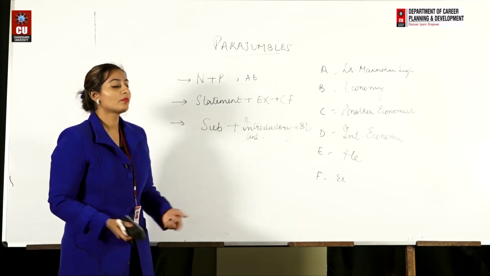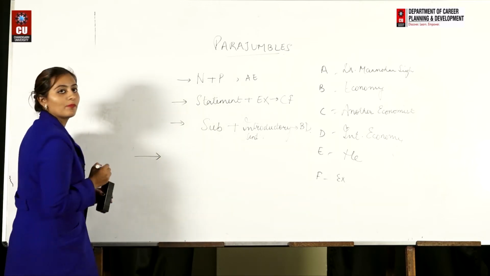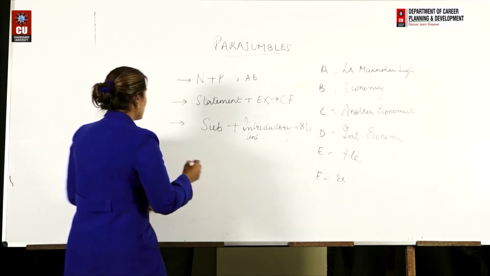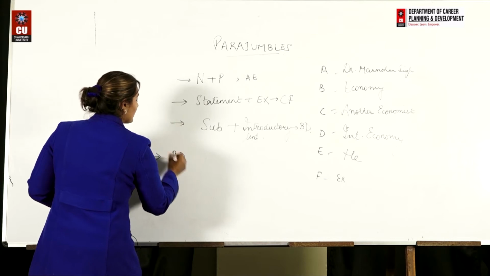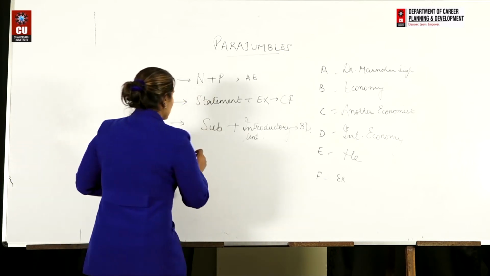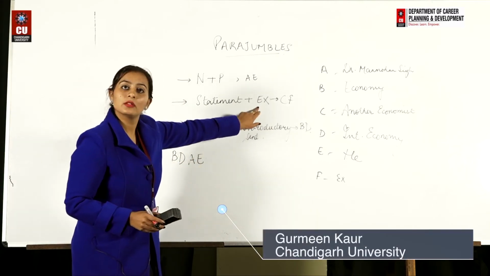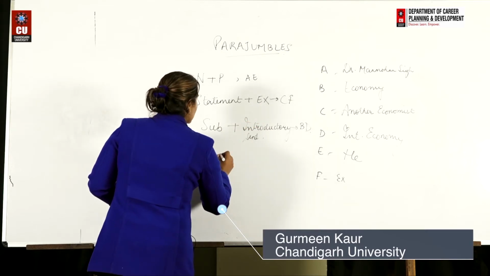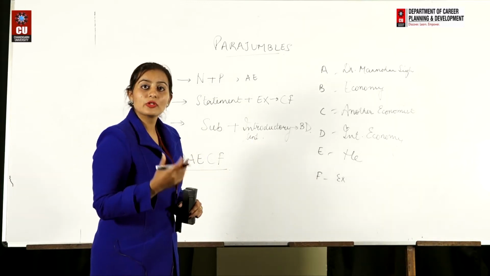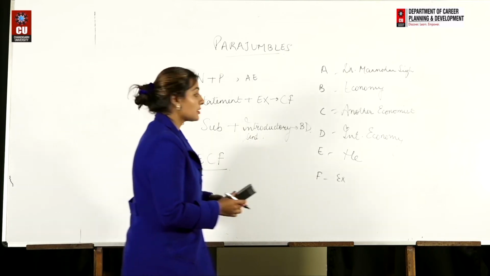Okay, now ma'am, we've done something of the sort. Now, what do we do? Now, the sequence will fall like this. First of all, we'll go ahead with subject and introductory sentence, which is BD. Then we'll go with the first one, which is noun and pronoun, which is AE. Then we'll go with the statement and the example, which is CF. I hope we've got the details as of now.